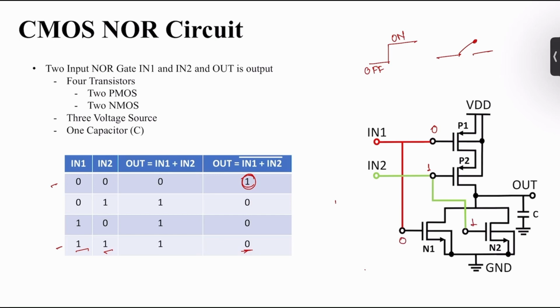Yeah, now this will be on, but this will be off, and this also will be off, and this will be on. So we can see VDD is coming up to this, but after that it can't go because this transistor is off. And here also we can see this is off, so ground can't go up to the drain. And here it's on, so ground, that is 0, can go. So from here we will get output equal to 0, and we can see output is 0 in our NOR circuit.